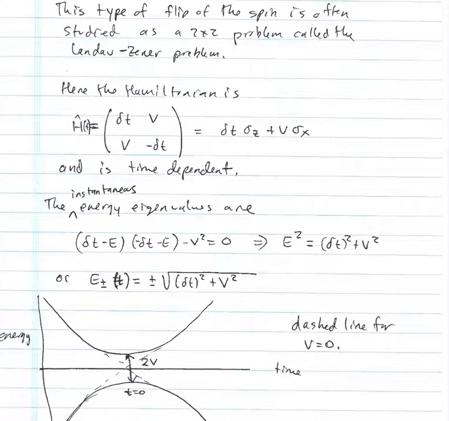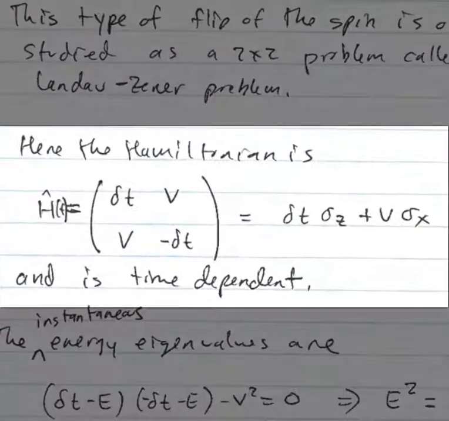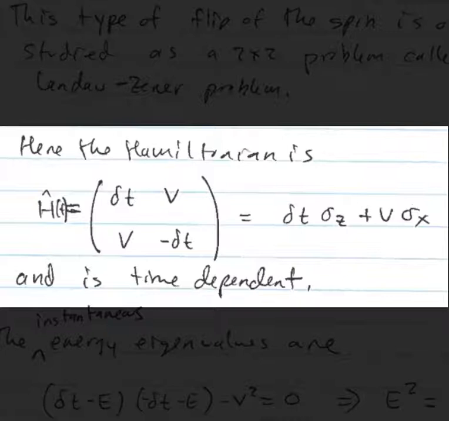One way that you can represent this Hamiltonian is in the way that I've illustrated here for you. The Hamiltonian is a 2x2 matrix. It has some off-diagonal matrix elements that are V. That's the little B1 field that we have.